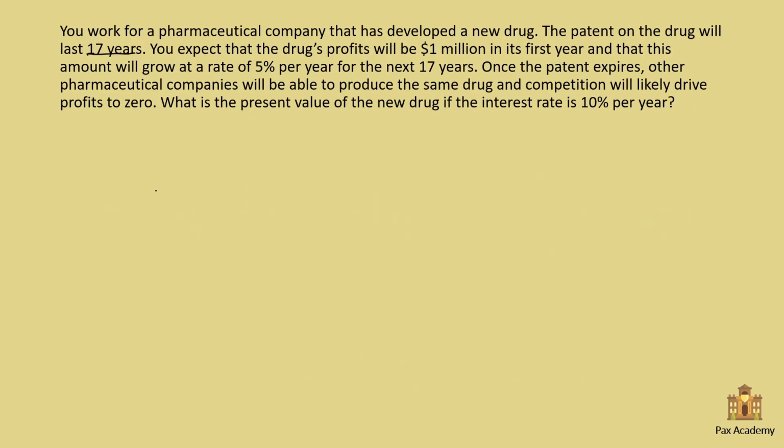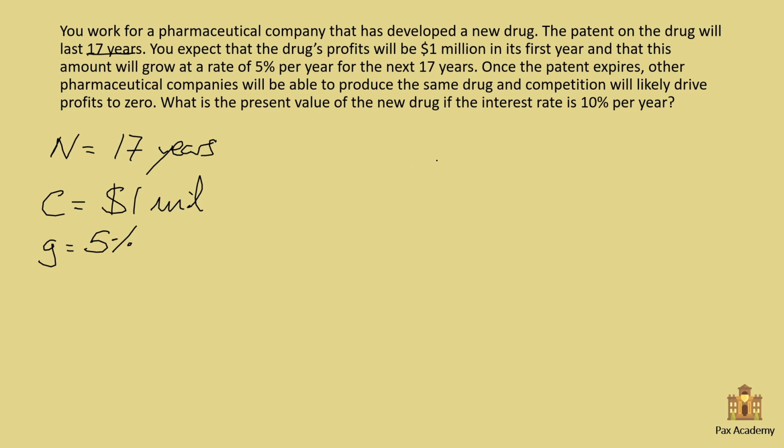But before we do that, let's write down the data that we know. So we know that the annuity will last 17 years. So n is 17. Then the cash flows are $1 million. And then these cash flows grow at a rate of 5%. So G is 5%. And then the interest rate is 10%. So R is 10%.